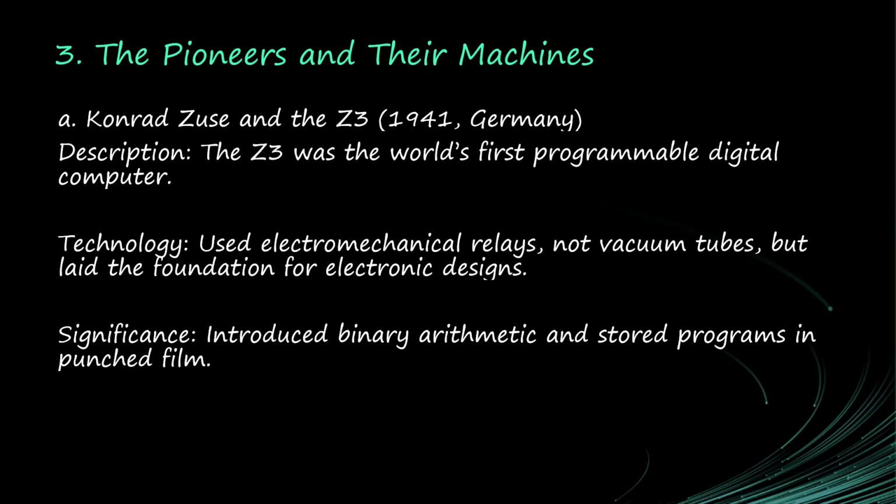So what is the significance? It introduced binary arithmetic and stored programs in punched film. Binary arithmetic is the zeros and ones. Don't worry, we'll teach you binary arithmetic in a later class. Binary arithmetic is what the computer uses. The computer does not use decimal arithmetic. Just grab as much as you can from this class. Most of these things I'm saying, you might not even need.